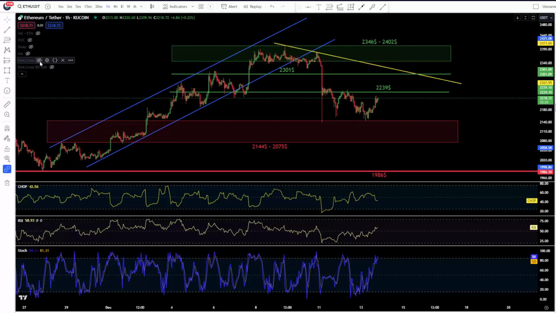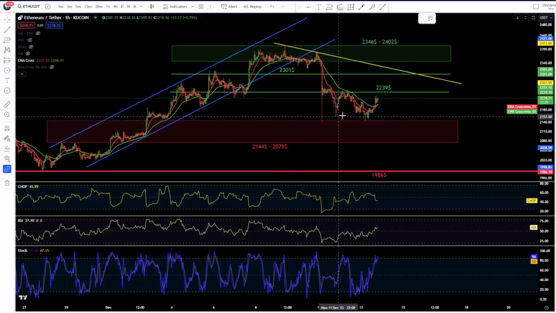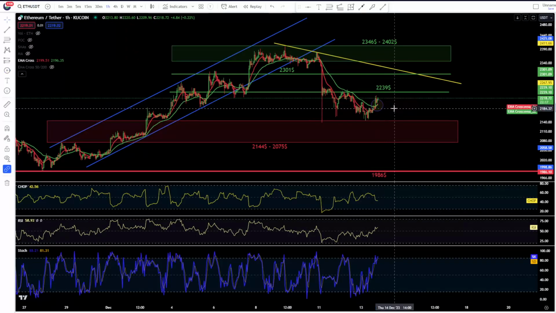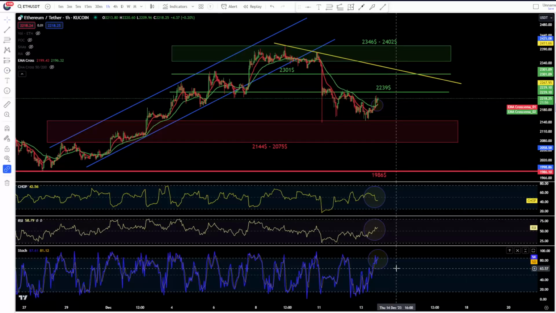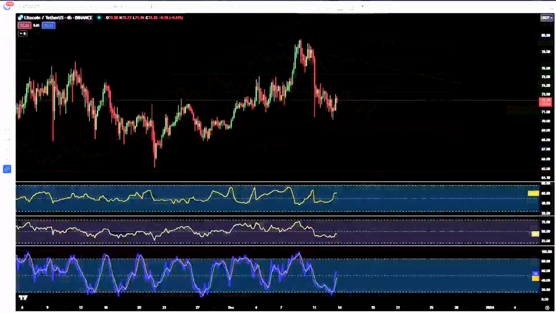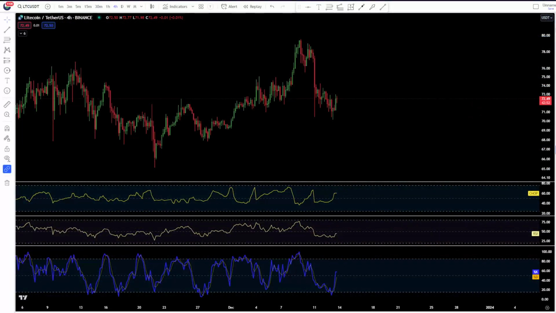When we turn on EMA cross 10 and 30, we can see that they indicate a return to the local uptrend, but we should be careful whether this will be a false breakout. The CHOP indicator shows that there is still energy for a move. The RSI shows a return to the upper part of the range with room for price growth, while the stock indicator is moving above the upper limit of the range, which may result in a rebound in the coming hours.